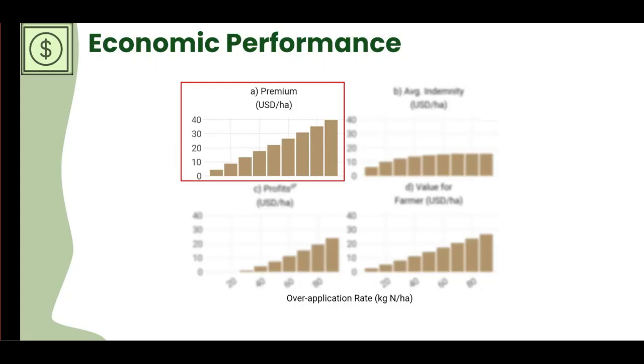Let's look at the premium. As I said, the premium is set as half of the nitrogen savings. So the more the application rate, the more the premium will be. The farmer will pay more because they are saving more when they switch.